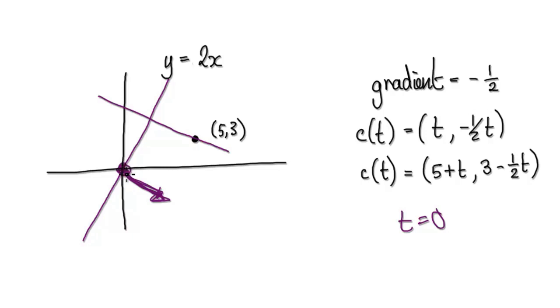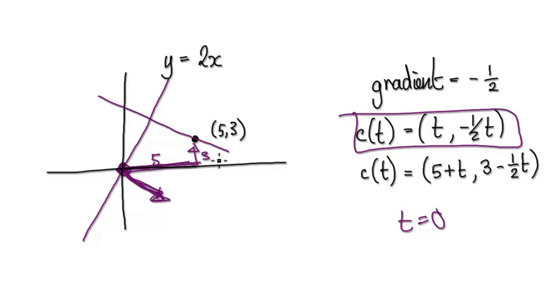But you want to move this dot to here. So you have to move 5 across and then 3 up. So you start out with this. This will then give you a gradient of -1/2. But then you need to translate it 5 across and then 3 up.